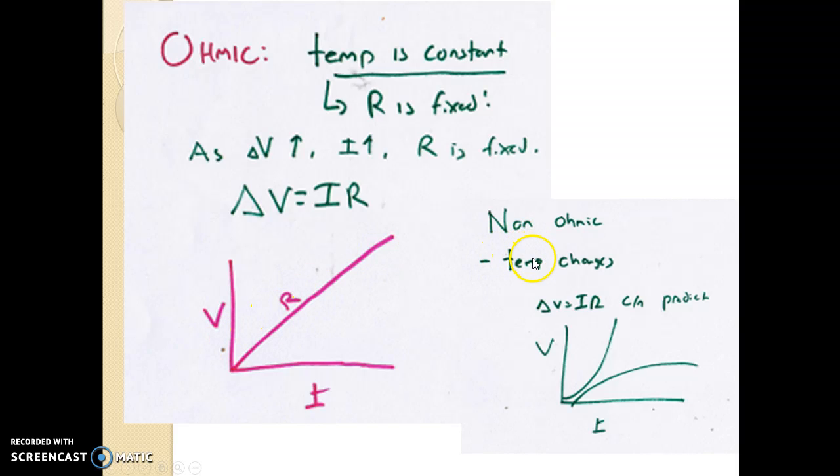Non-ohmic means temperature does change. So this does not work anymore. You can't use this relationship, because this only works for a given point. But if you start doubling the push, maybe the flow will triple, or maybe only go to 1.5, maybe even go down a little bit. You never know.